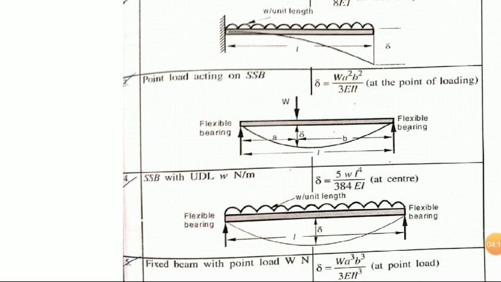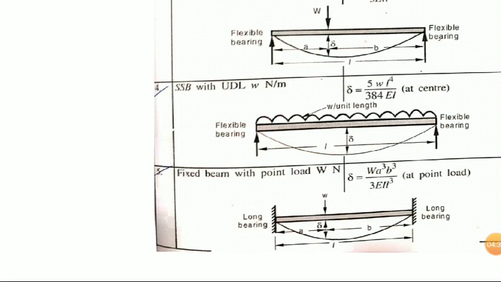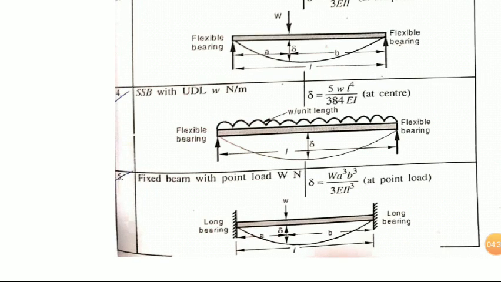Next we find the simply supported beam with the UDL. When a UDL is acting on a simply supported beam, the equation is delta equal to 5WL raised to 4 by 384 EI. Clear? 384 EI.